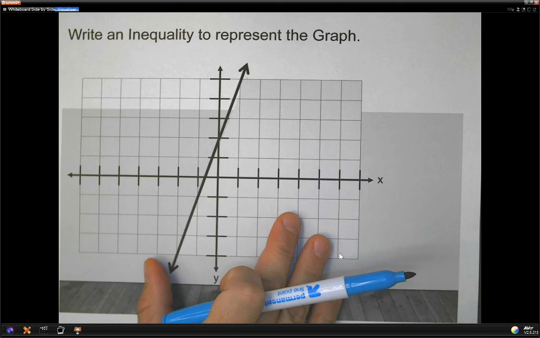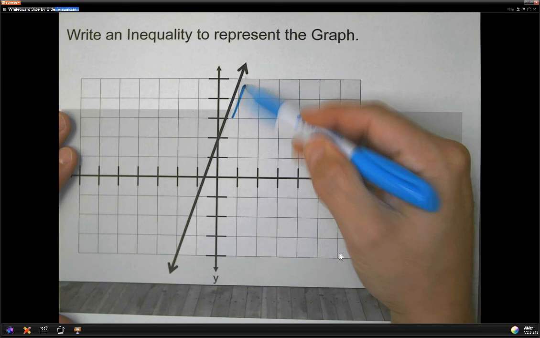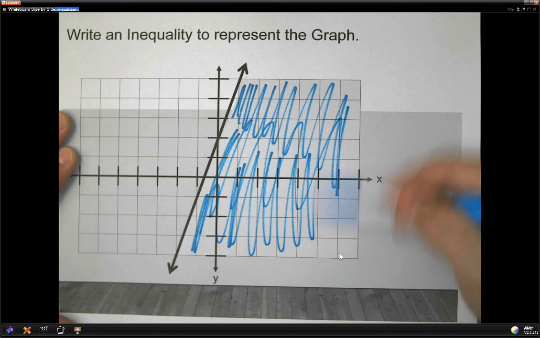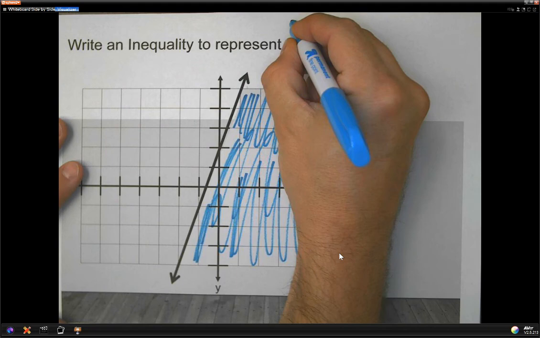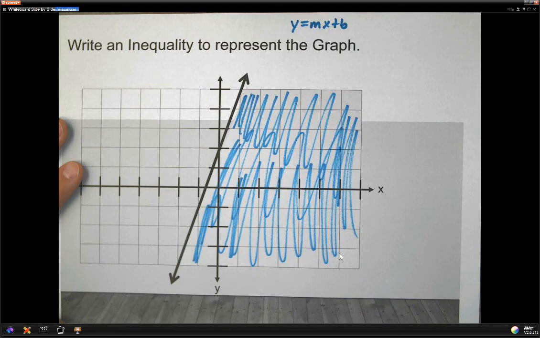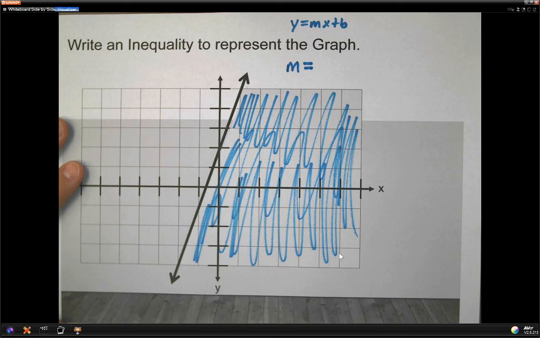What if you were given the actual graph? Sorry, it's a little hard to see. This was supposed to be shaded. So let me shade it for you. So imagine you were given this graph and they want you to write an inequality for it. Well, remember, we've been writing everything in slope-intercept form. So I need two things to write it in slope-intercept form. I need a slope, and I need the y-intercept.